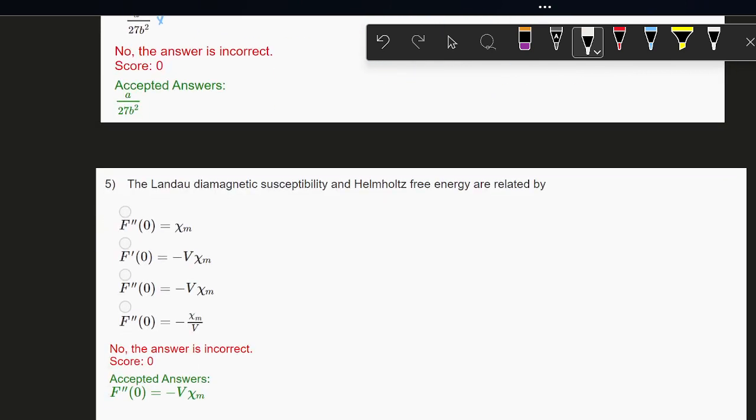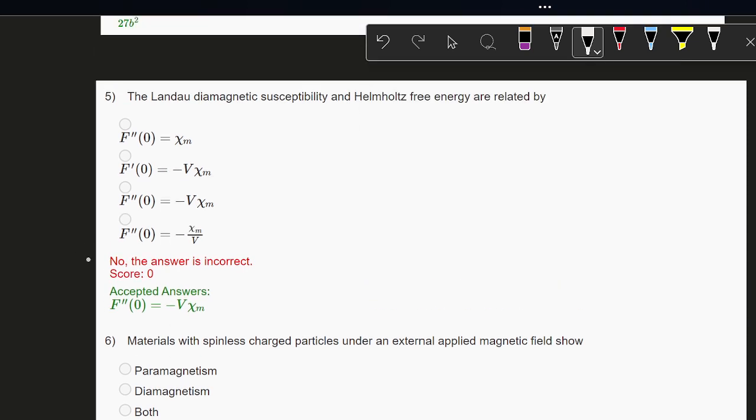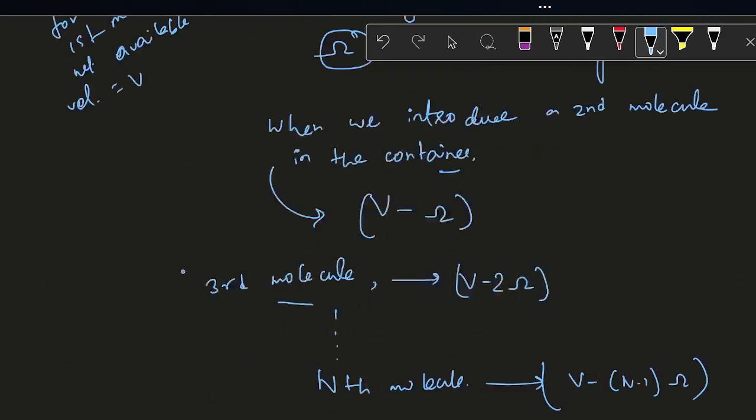Now question number 5 is about Landau's diamagnetic susceptibility. This is a very short question, it will not take much time. Then question number 6 is a conceptual question, and then question number 7 is another derivation. So let us get done with it quickly. Question number 5 is about Landau's diamagnetic susceptibility and Helmholtz free energy. So we are asked about the relation between them, right? Landau's diamagnetic susceptibility is represented as chi subscript m. It is a diamagnetic susceptibility, and Helmholtz free energy is represented by this capital F. Okay, and these are some relations, and we have to get what is the correct relation.